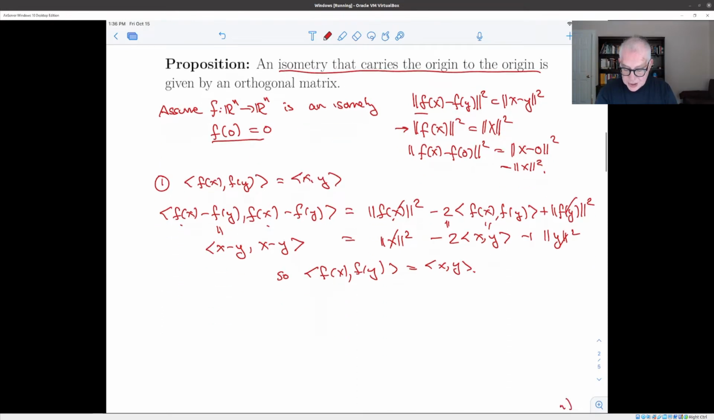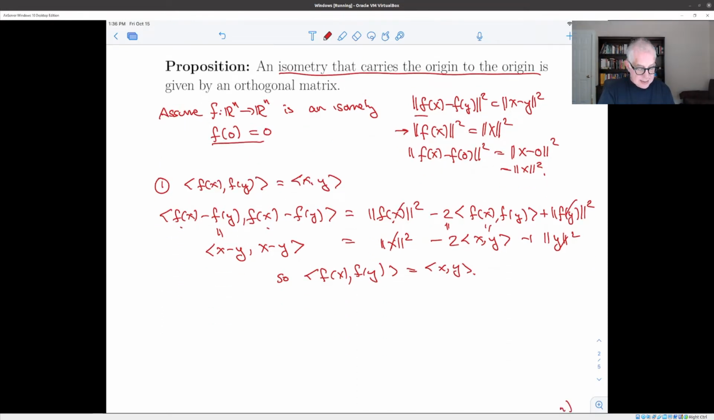Now, we need to show that this forces the map to be linear, because we know that if it is linear and it preserves distances, then it's an orthogonal matrix. And to see that it's linear, let's notice that E1 up to En is an orthonormal basis. That's our standard orthonormal basis.